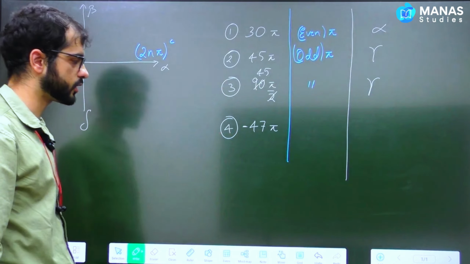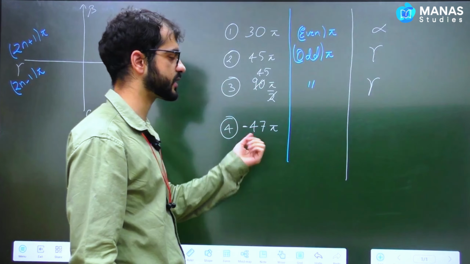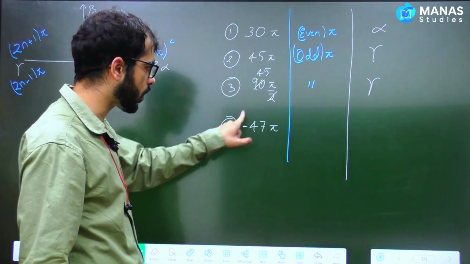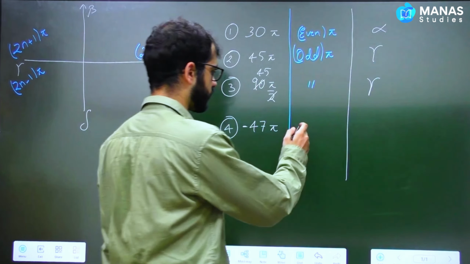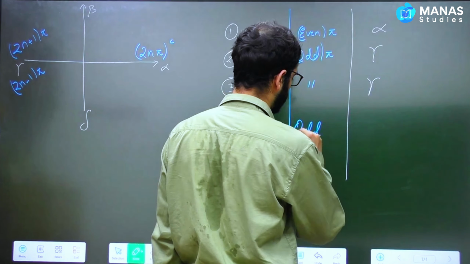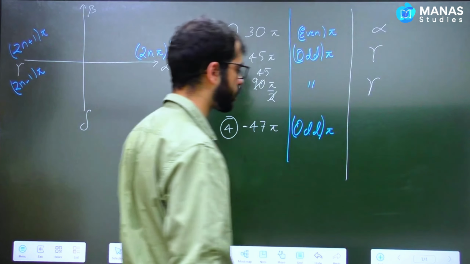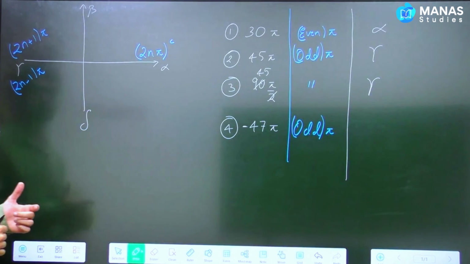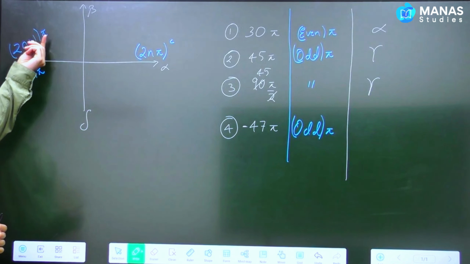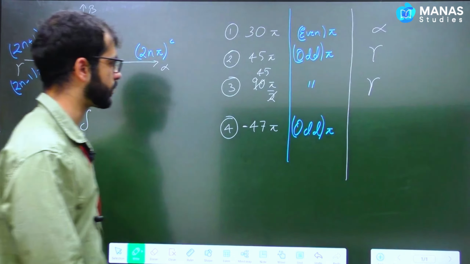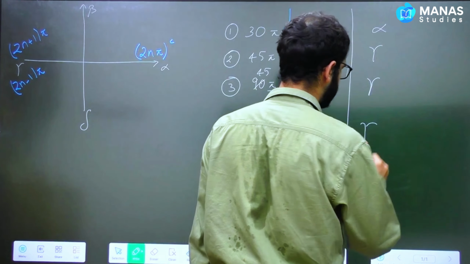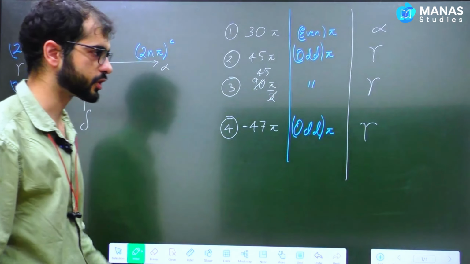Now let's observe the fourth one. It says negative 47 pi. Since this is an odd number multiplied with pi, I can write it as odd number multiplied with pi. And what did we discuss in the previous topic? Odd number multiplied with pi brings us to gamma. So I'm going to say the answer is again gamma. I hope this was clear.